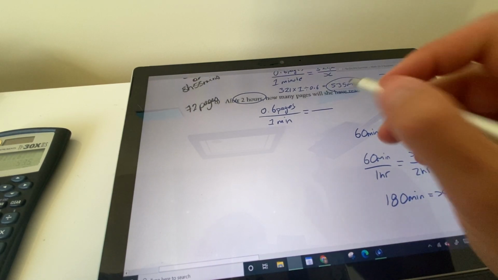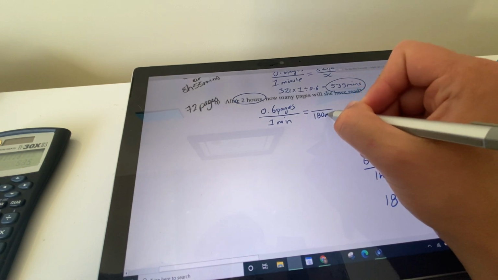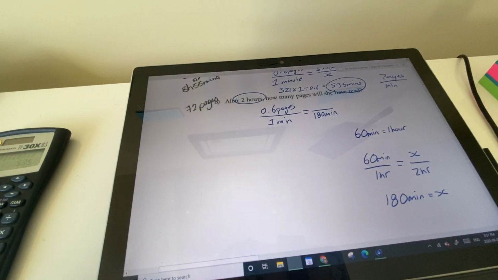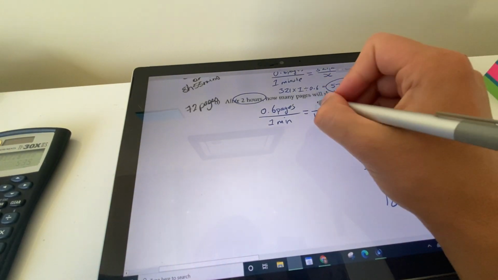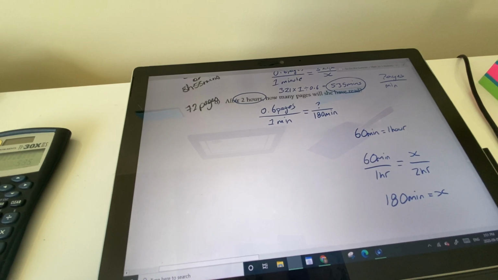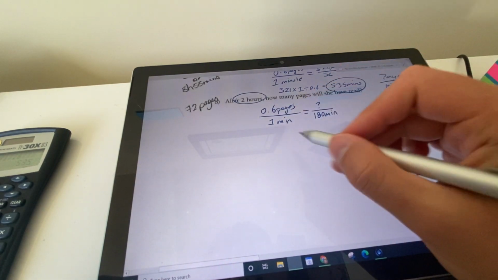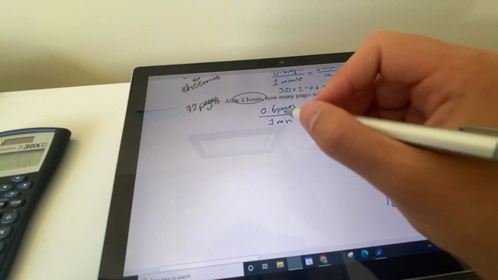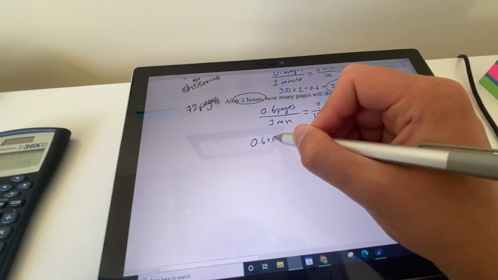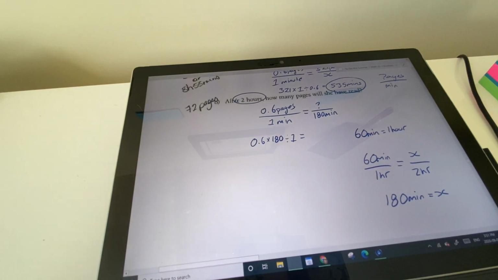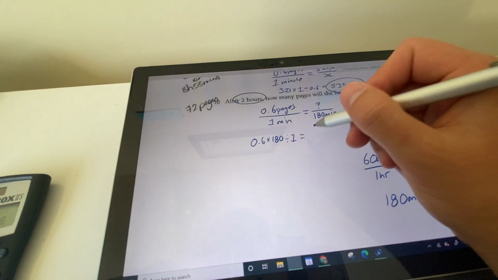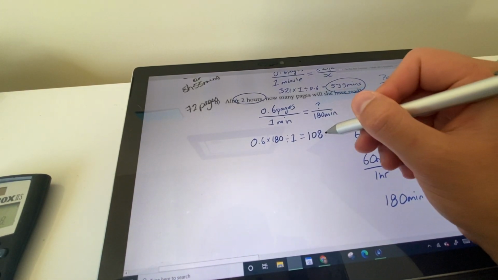So that means we want to figure out how many pages we can read in 180 minutes. So that will be, let's maybe not put X here. We're going to put a question mark. Okay. So cross multiply divide. Multiply the numbers across from each other. So 0.6 times 180 divided by 1. That gives me 108 pages.